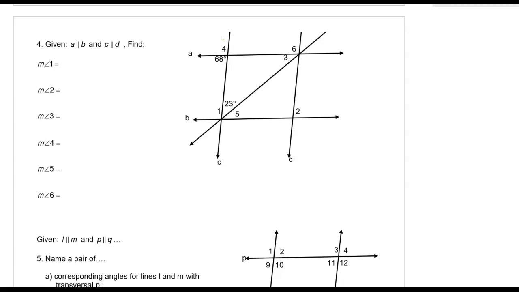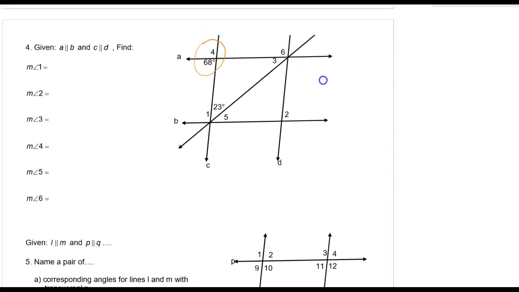Right away, I'm looking up here. The 68-degree angle is supplementary to angle 4. So I just need to figure out 180 minus 68. That is 112. Notice then, if line C is parallel to line D, then I have corresponding angles. Angle 4 is corresponding to angle 6. So angle 6 is also 112 degrees.